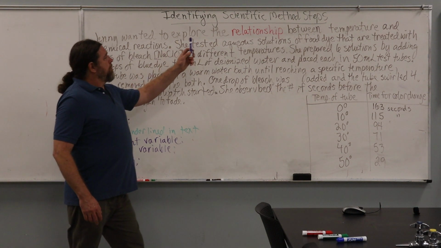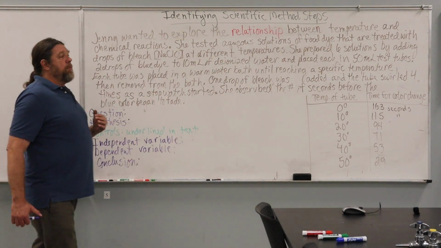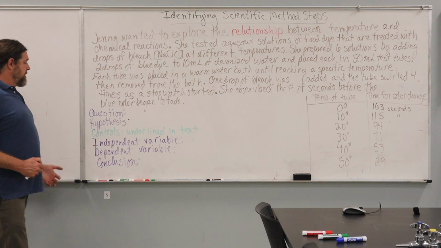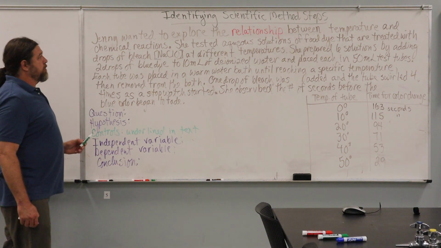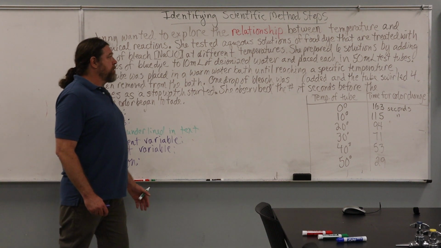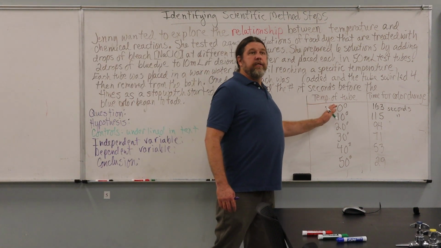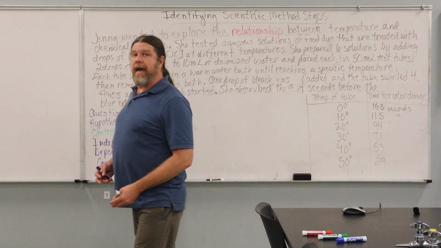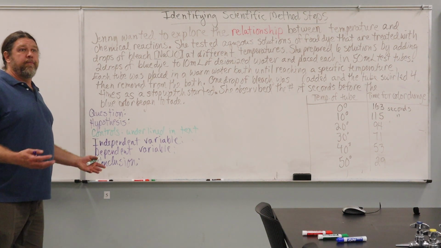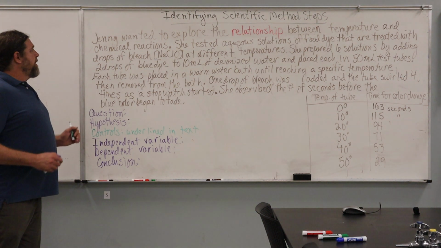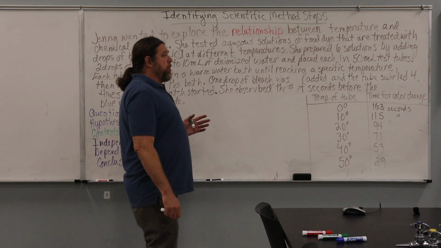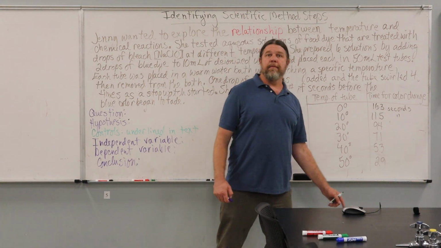So I made a point of making this word bolded out in red, relationship. Well, that gives us a dead giveaway of where we're going in this experiment. It's the relationship between temperature and chemical reactions. And we notice that temperature is essentially one of the data columns. That's a dead giveaway that it is either the independent variable or the dependent variable. And then chemical reactions. So we're going to find out that the chemical reaction relationship is time, which is the other column.